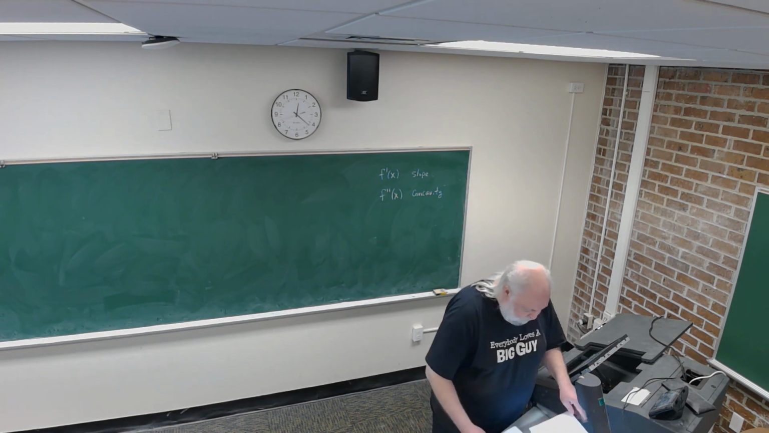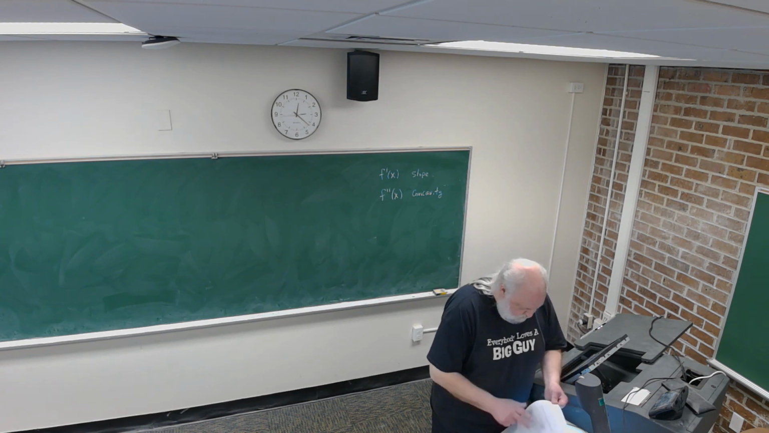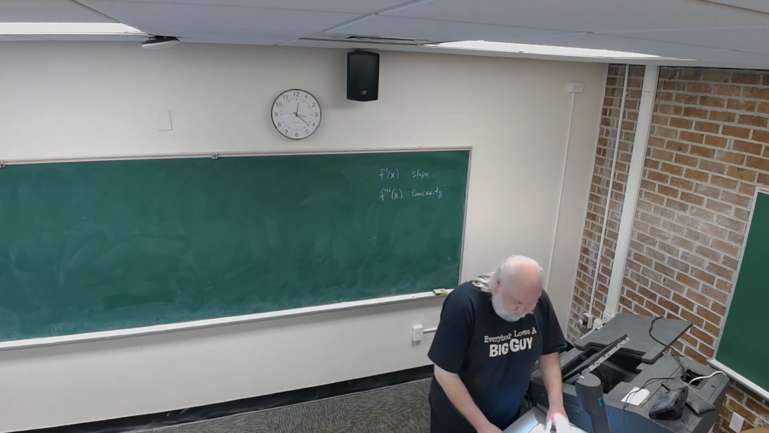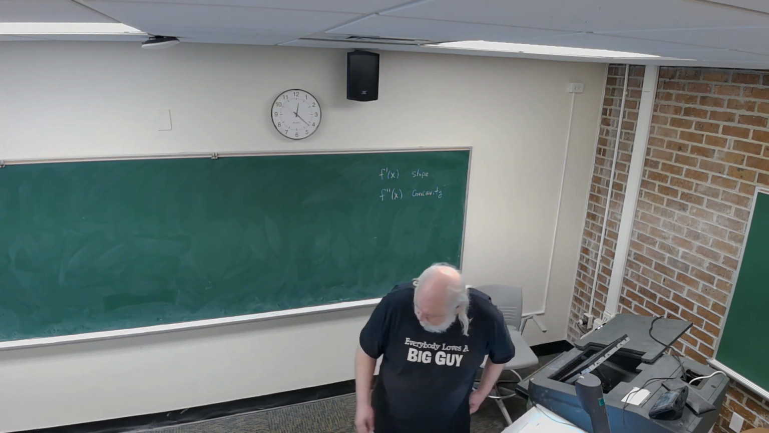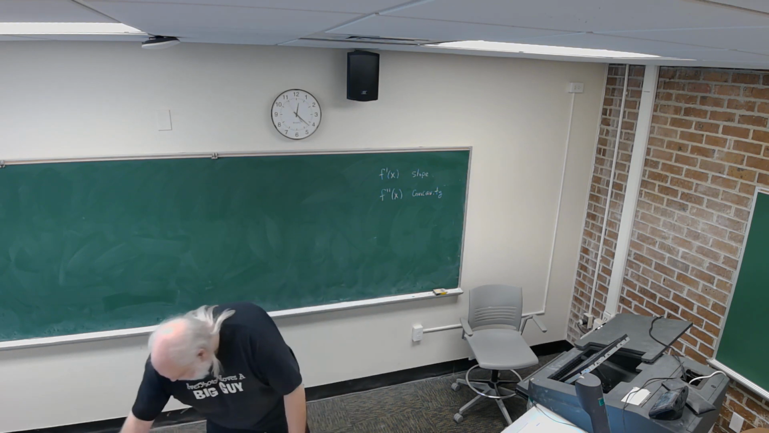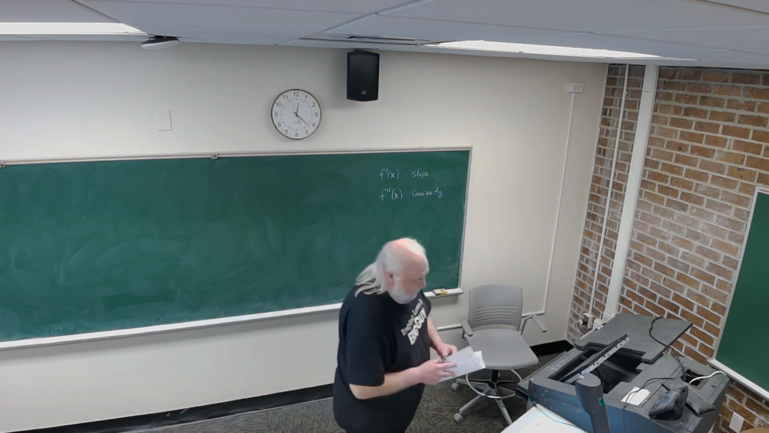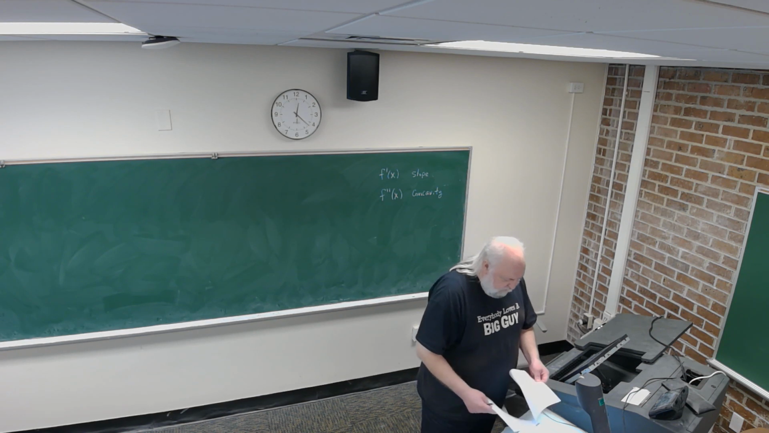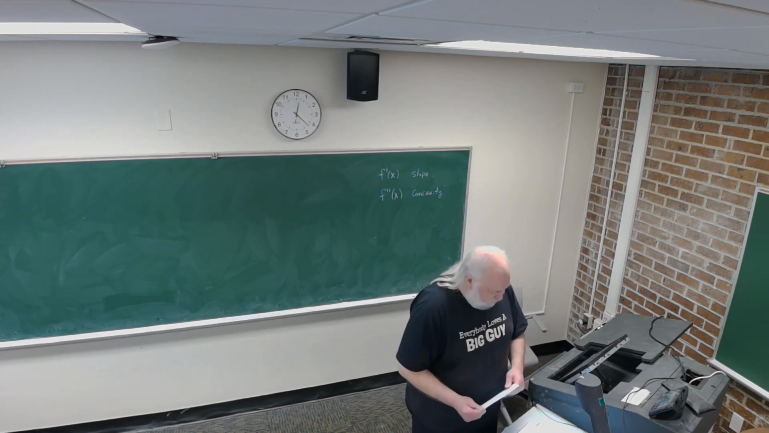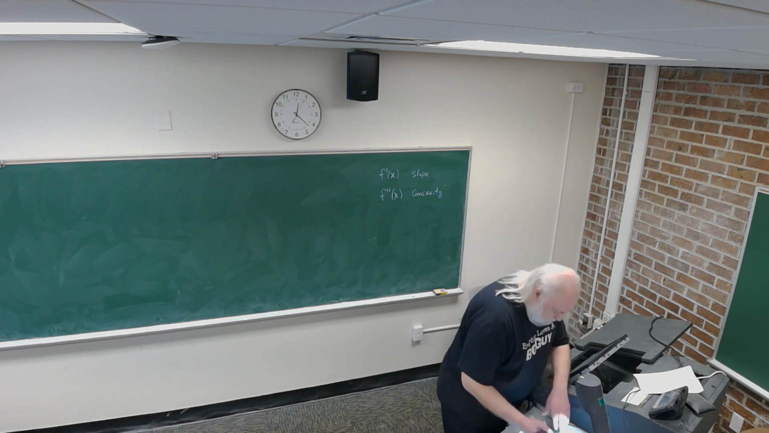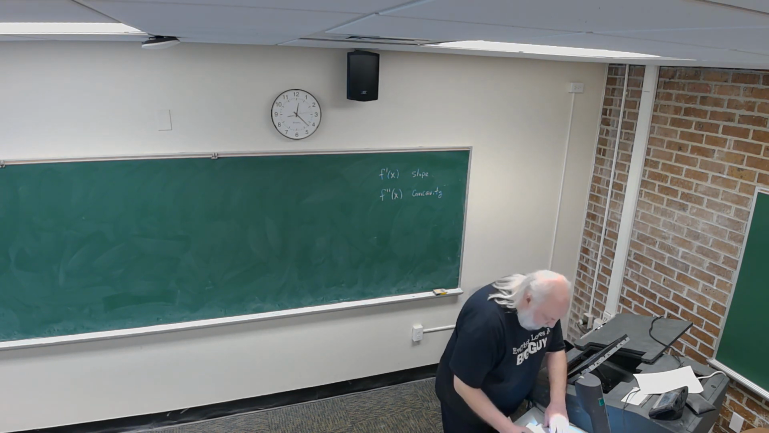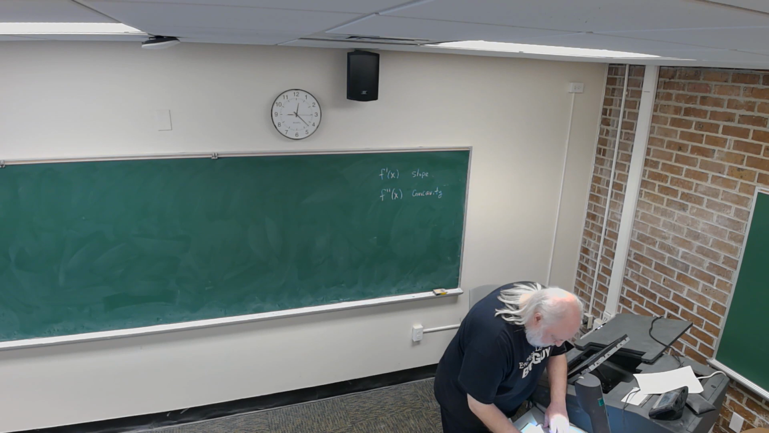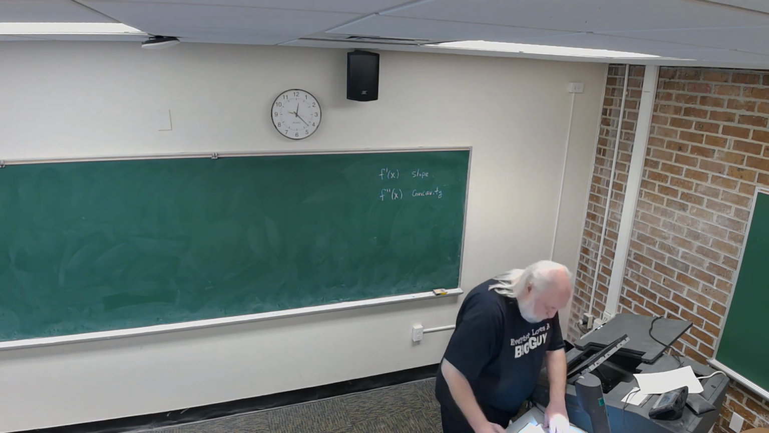So if you flip your page over, here's the graph of f of x at the top. And you can see that to the left of the y-axis, the graph is concave down. The cup doesn't hold water. And to the right of the y-axis, the graph is concave up. The cup does hold water.